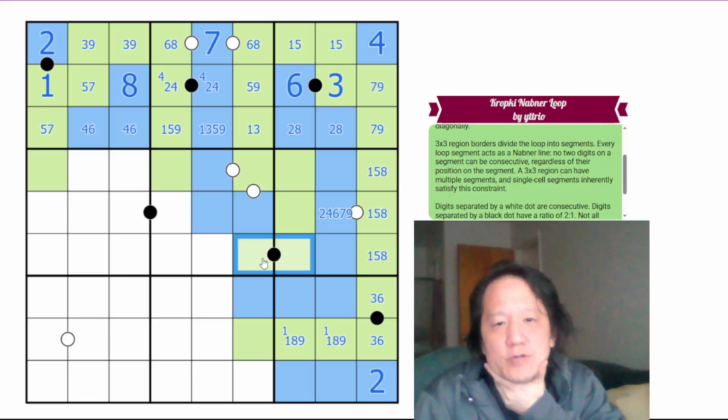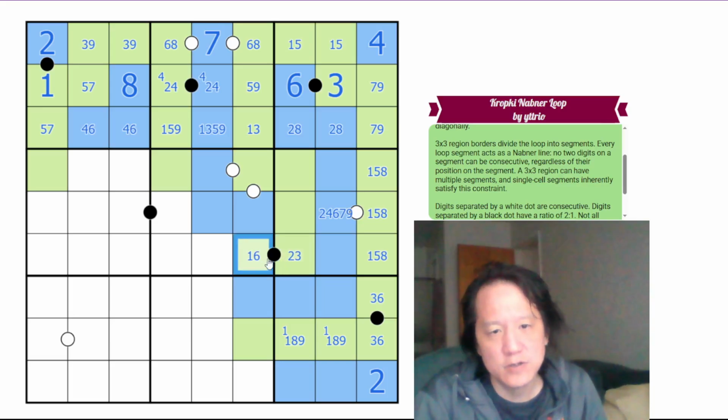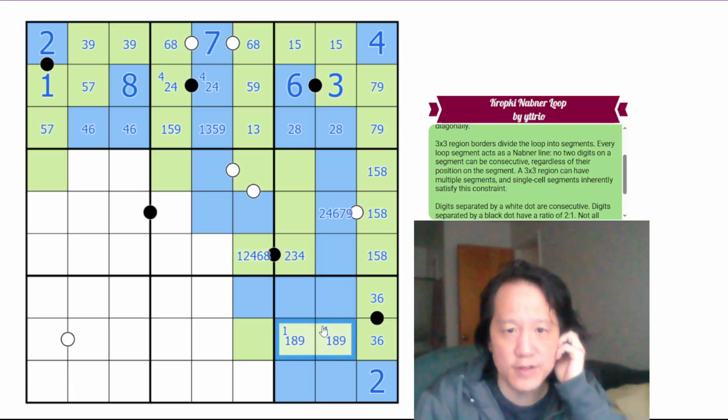This 1 to 2 ratio, it could be 1 here and 2 here. It could be 3 here and 6 here. 2 and 4 could work in any direction. 4 and 8 would have to be 4 here and 8 here. Okay, so those are the possibilities for that.